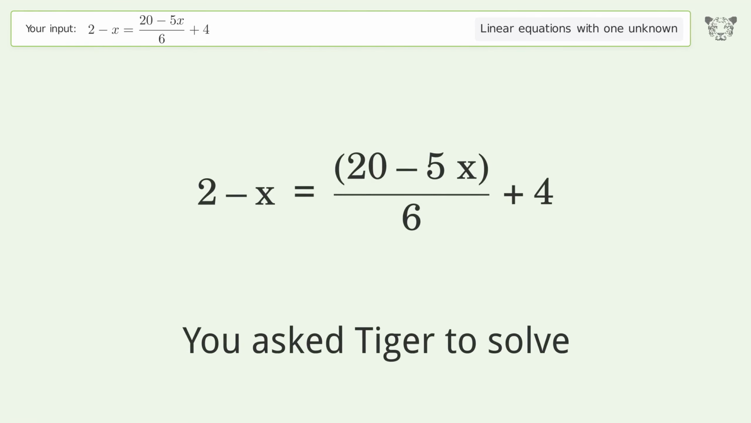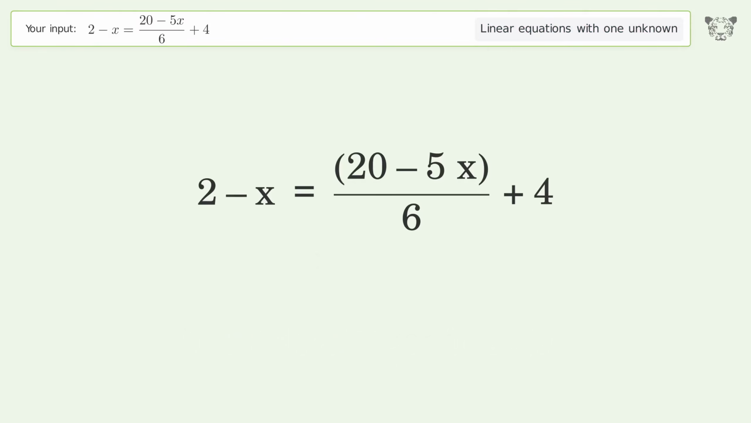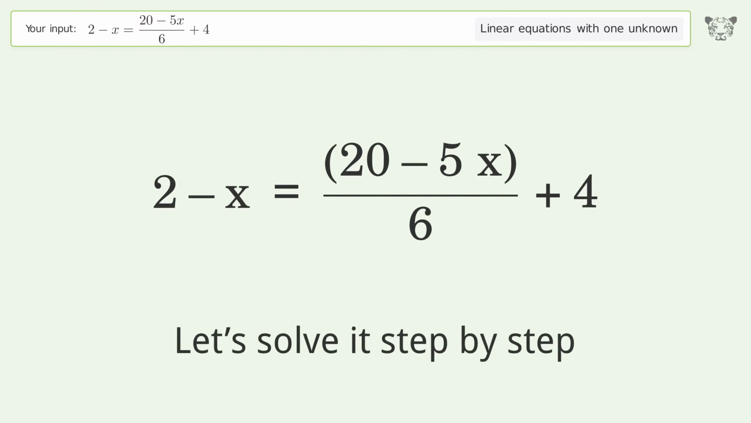You ask Tiger to solve this. This deals with linear equations with one unknown. The final result is x equals -32. Let's solve it step by step.